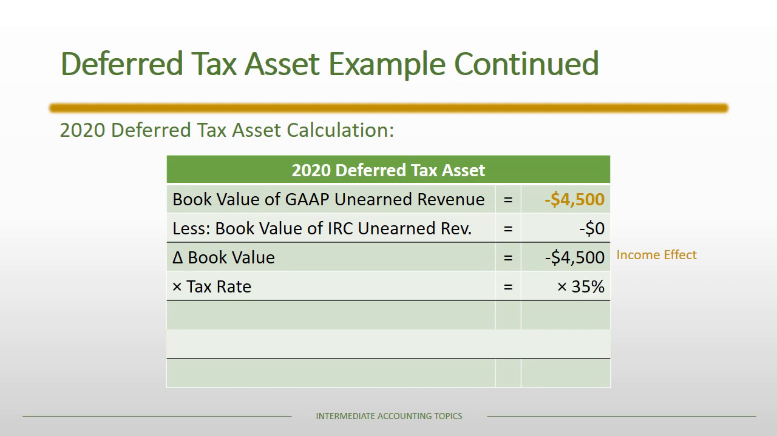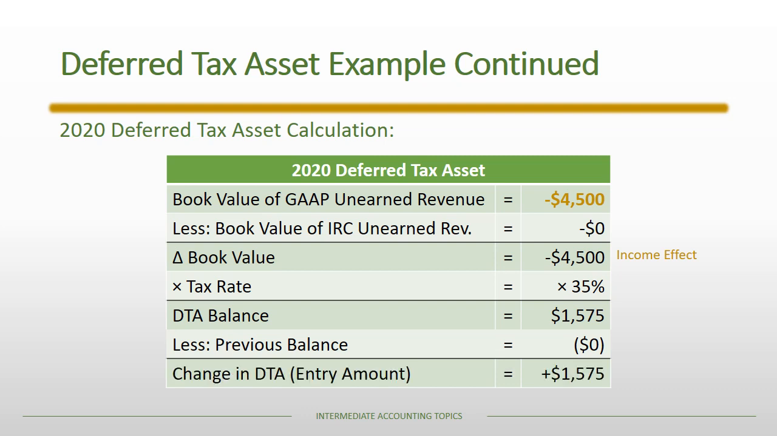We apply the tax rate. And again, instead of a DTL balance, we're looking at a deferred tax asset balance of $1,575. We compare that to the previous balance. It's the first year, so there is no previous balance, which means we had a change in the deferred tax asset. This is the entry amount, or an increase of $1,575. And of course, that is the income tax effect.